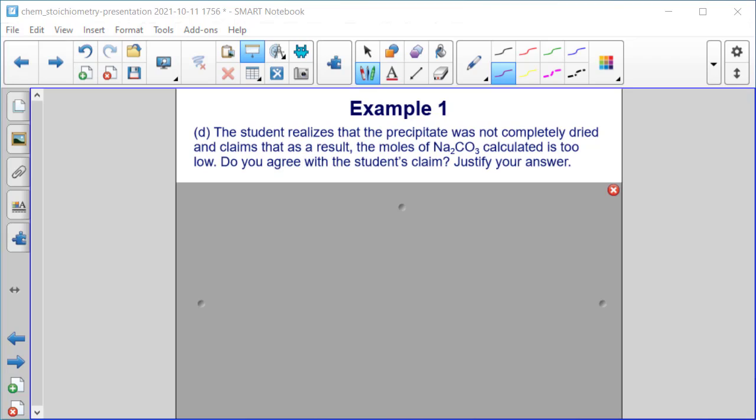The student realizes that the precipitate was not completely dried and claims that as a result, the moles of Na2CO3 calculated is too low. Do you agree with the student's claim and justify your answer? So on these types of questions, you can't just say agree or disagree. You won't get credit for the problem. You need to provide a justification for why you agree or disagree. So let's go back really quickly to part C and see what we got for the mass of the precipitate. And let's talk about the impact of what would happen to that mass if it wasn't dried completely.